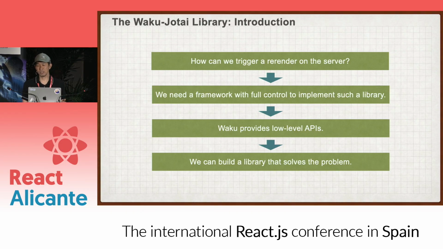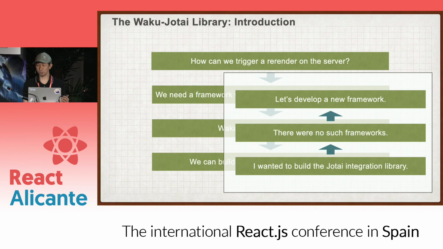With Waku Jotai, we can define server-only atoms, and our server store is synchronized with the client store. It works seamlessly behind the scenes. Library users don't have to worry about how it works. Now, the fun fact is, the truth is actually the opposite of what I just explained. First, I wanted to create a Jotai integration library, but no such framework existed. So I created Waku, and I created the low-level APIs, so I could build the Waku Jotai library. But believe me, the low-level APIs are designed to be general enough for other use cases.